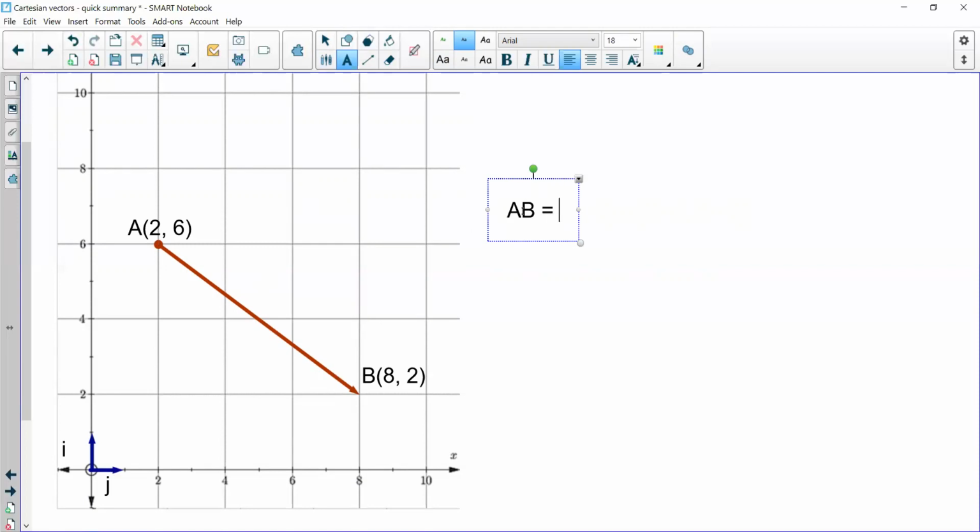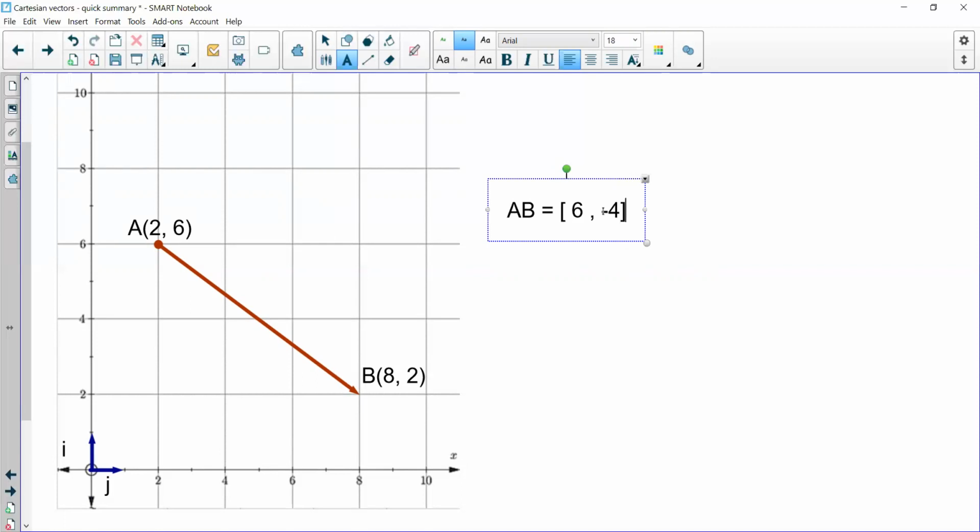And again, just from a logical point of view, I'm going from a horizontal value of 2 to a horizontal value of 8. So that gives me a horizontal component of 6 to the right. And I'm going from a vertical component of 6 for A to 2. So from 6 to 2, I have to go down 4.